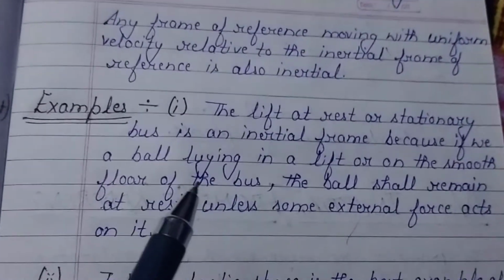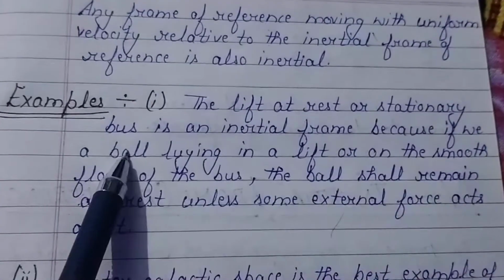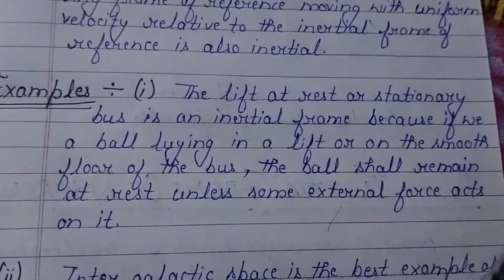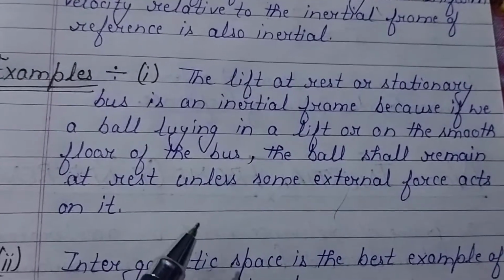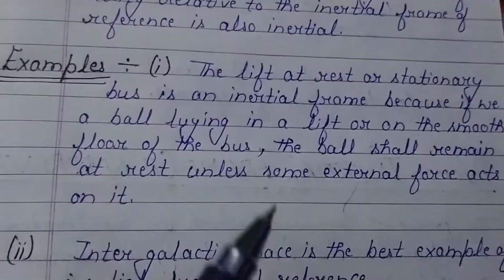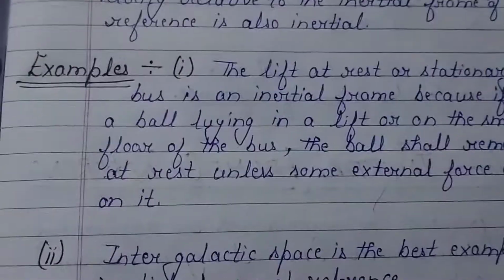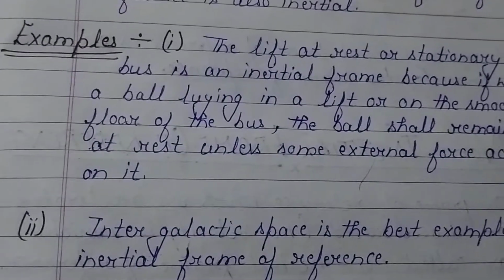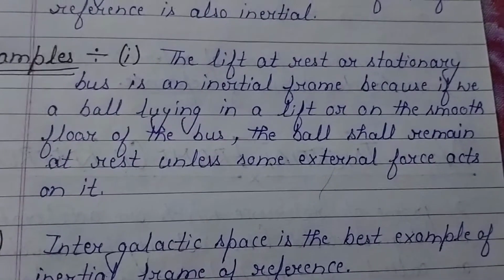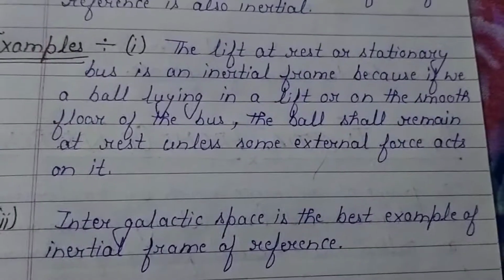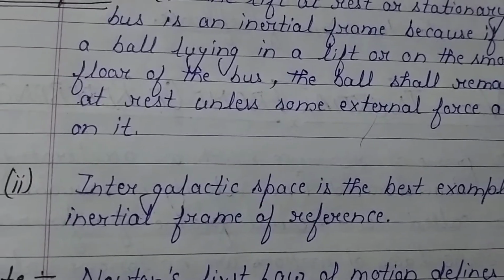Let's take examples. The first example is a lift at rest or a stationary bus, which is an inertial frame, because if a ball is lying in a lift or on the smooth floor of the bus, the ball shall remain at rest unless some external force acts on it. That means if we place a ball at a point in a stationary bus or a lift, it will remain at rest until we apply some external force on it. So this is also an example of an inertial frame of reference.